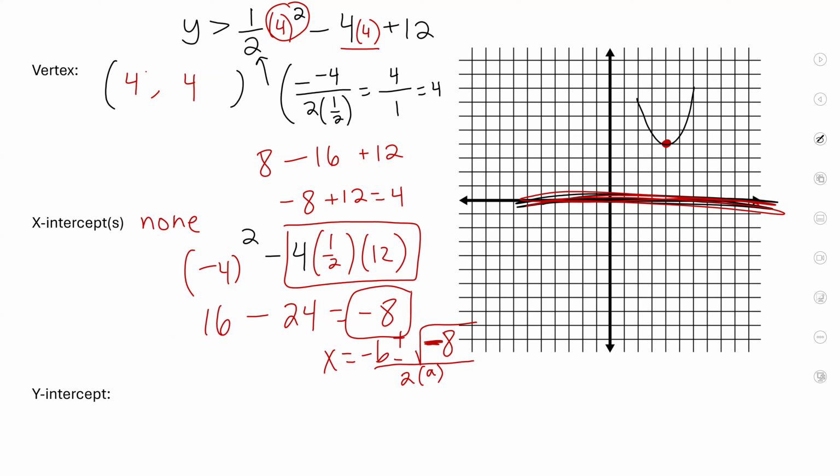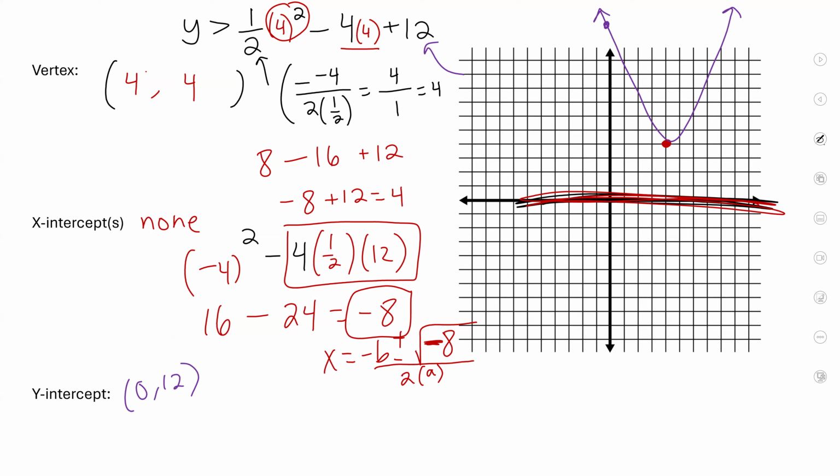So there's no x-intercepts. Okay, the last thing we wanted to find was the y-intercept. And what is my y-intercept? 12. It's always your c value. So that's my y-intercept, 0, 12. So it'll be somewhere up here. So I know my graph will look something like that.